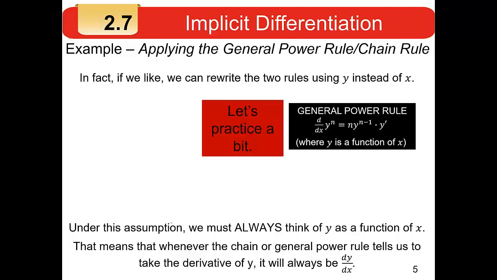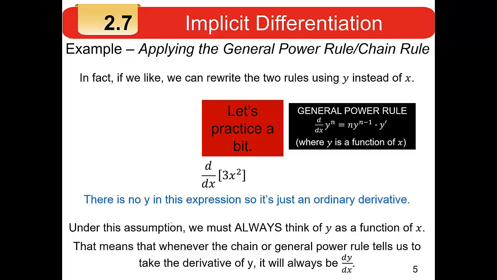Let's do this little practice I've been promising. Suppose I ask you to find the derivative of 3x squared. Here's what should go on in your mind: okay, there is no y in there. If there's no y in the expression, it's just an ordinary derivative. So the derivative of 3x squared is just 6x by the power rule. No y in there. It's just an ordinary derivative that we've been doing for a while now.